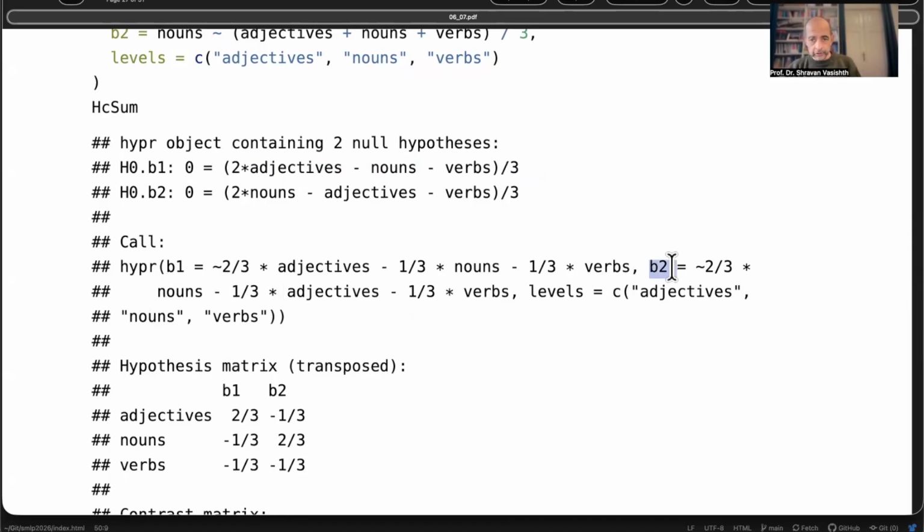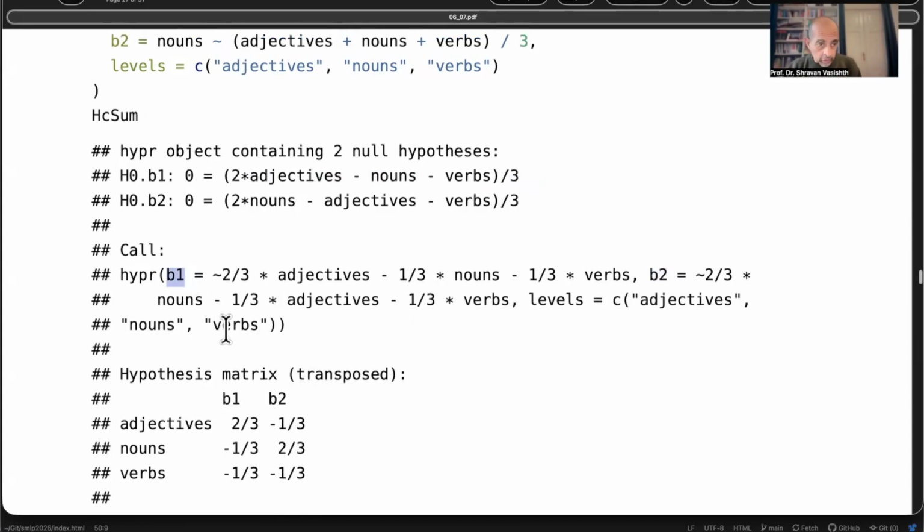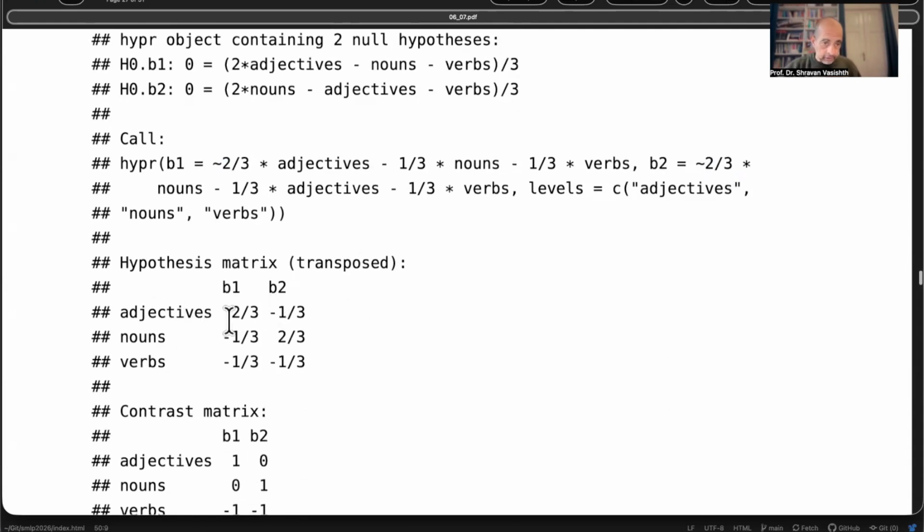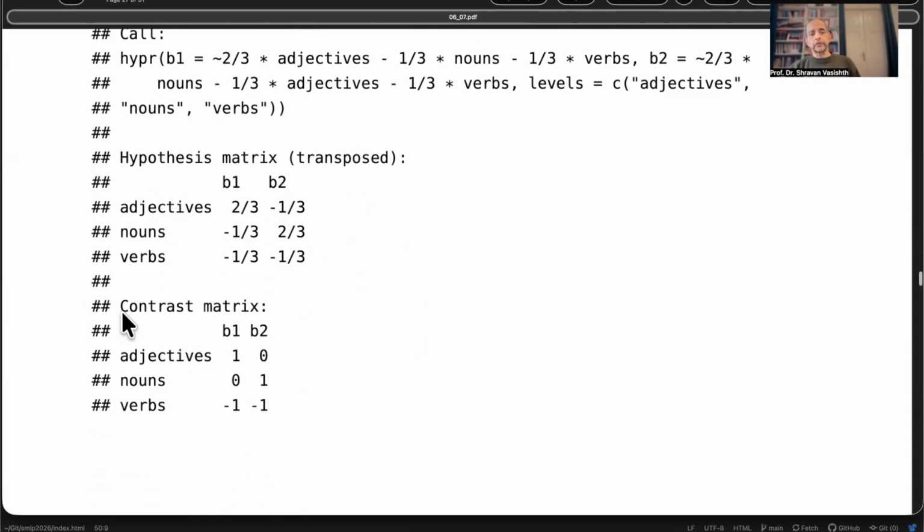Right, so the two hypotheses are now laid out in terms of the weights for each of the levels, right? So adjectives get a weight of 2/3 here, and nouns get a weight of 2/3 in the second hypothesis, and the other terms get a weight of -1/3. So these are the weights. These you can see now for the two hypotheses, and hyper also prints out the corresponding contrast matrix for you, right?